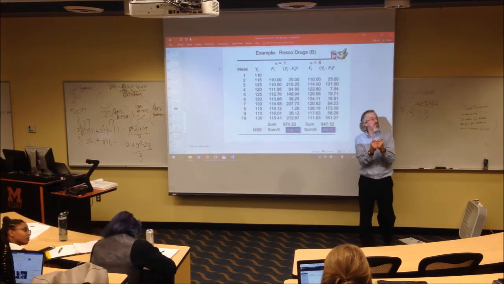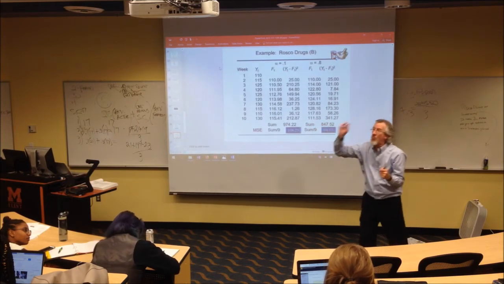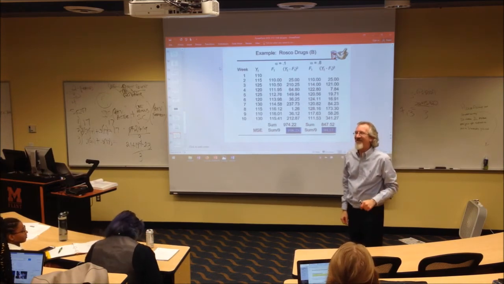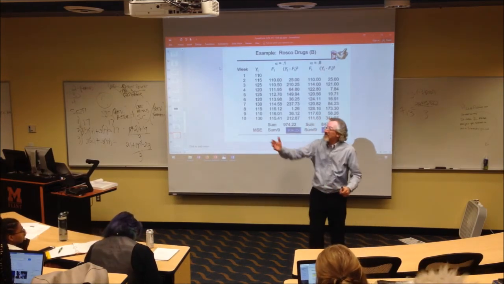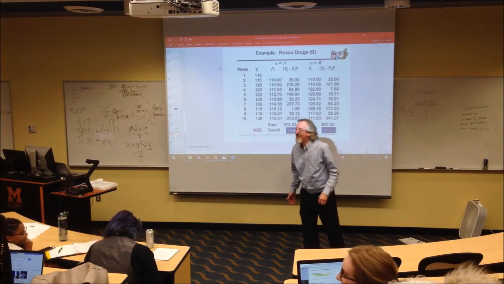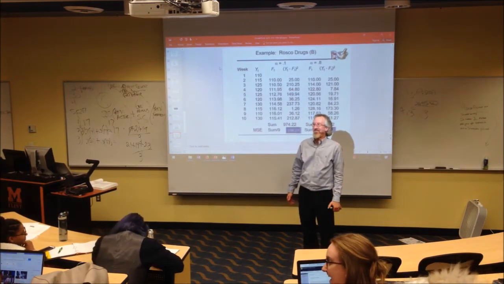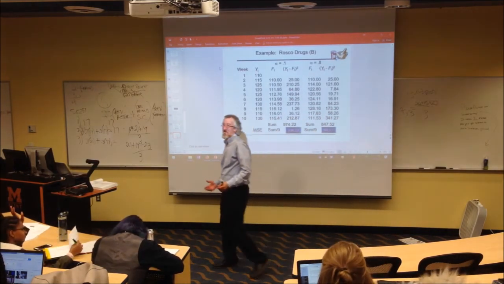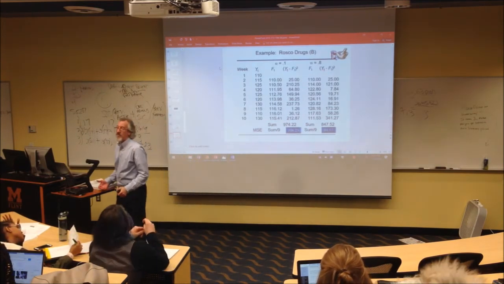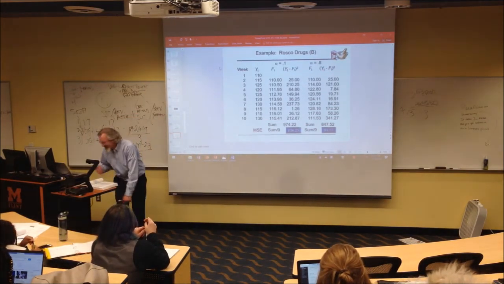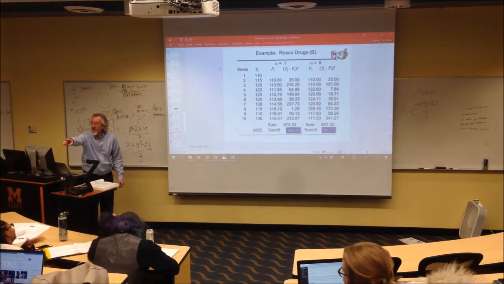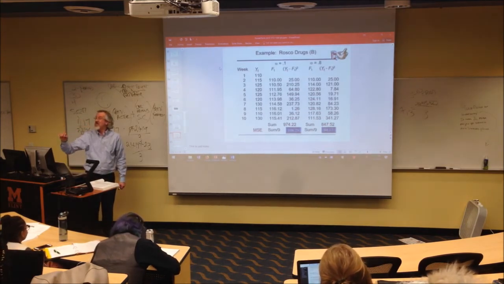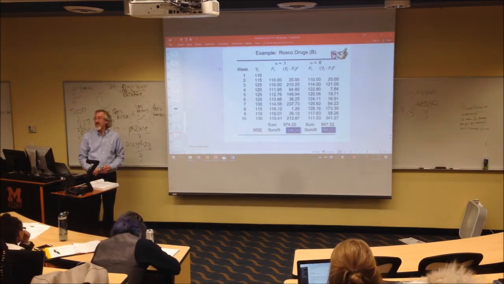Which smoothing constant would fit this particular data better? 0.1 or 0.8? Gabriella. I don't know. I'm waiting to make sure. 0.8. Why? Exactly. Everybody hear that? 0.8, because it's the lower MSE.